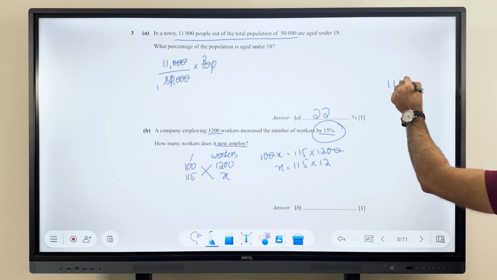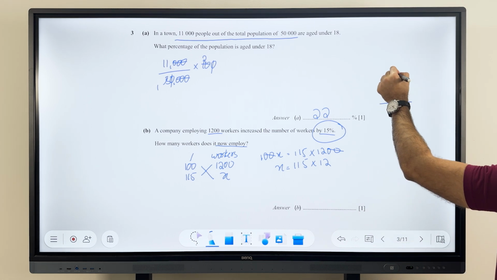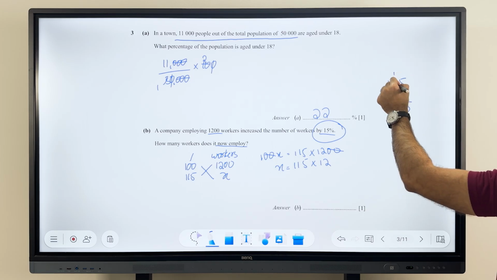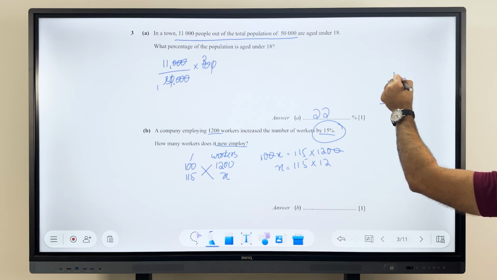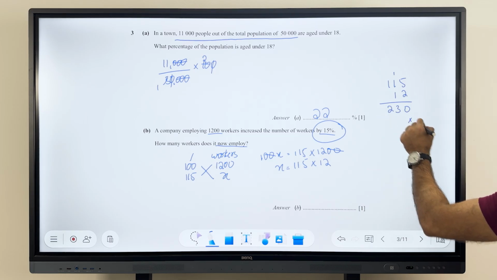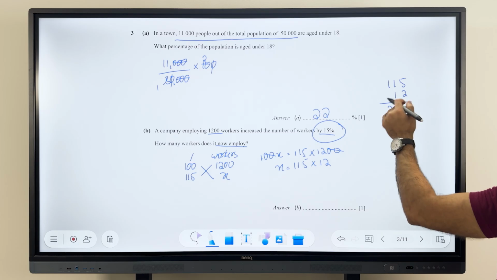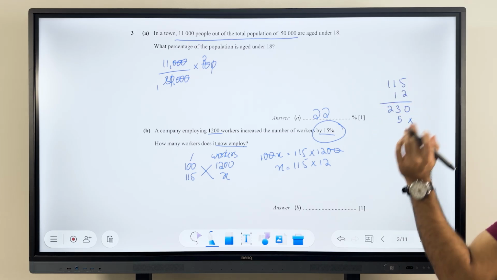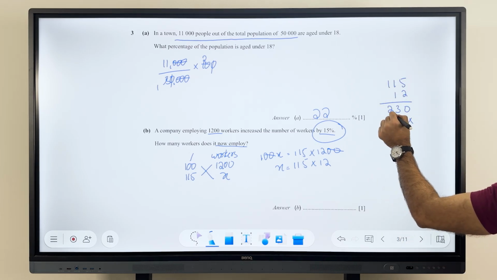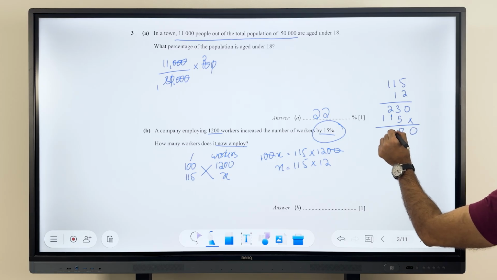So 115 needs to be multiplied by 12. So 2 times 5, that's 10. 2 times 1 is 2, plus 1 is 3. 2 times 1 is 2. Now let's put a cross here. 1 times 5 is 5. You remember, when you're multiplying the second digit, you ignore everything that you carried from before. So 1 times 1 is 1. 1 times 1 is, once again, 1. So 0, 8, 3, 1.